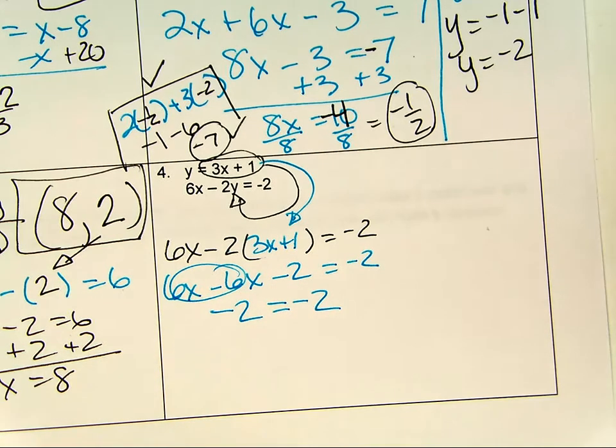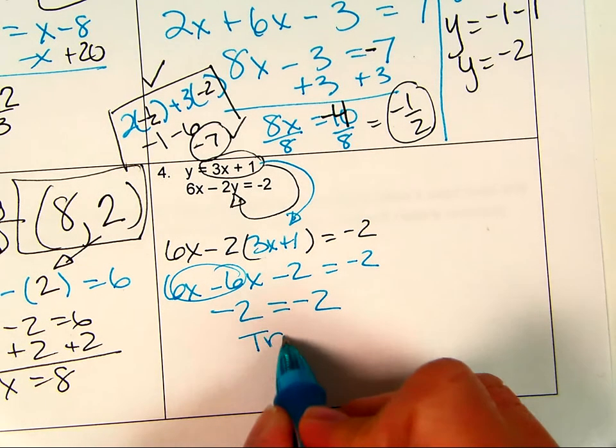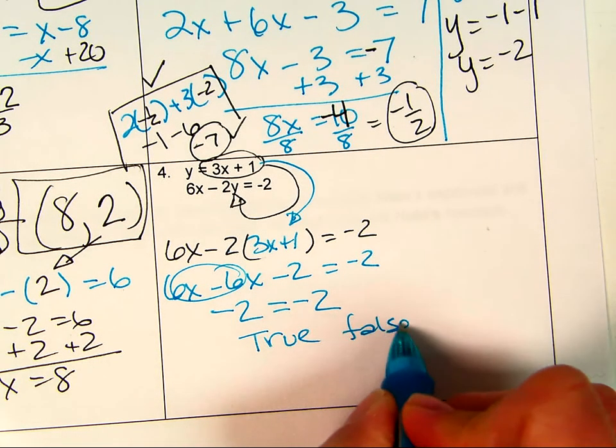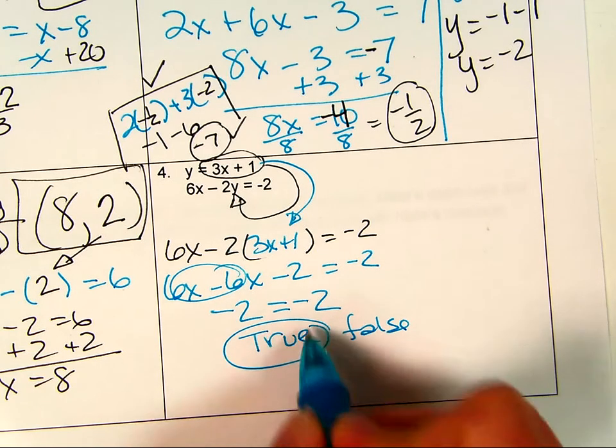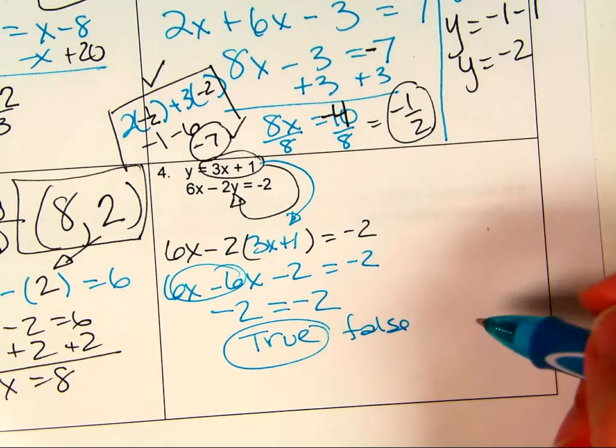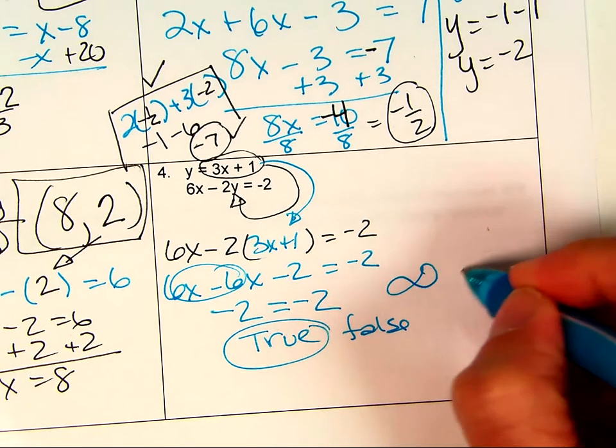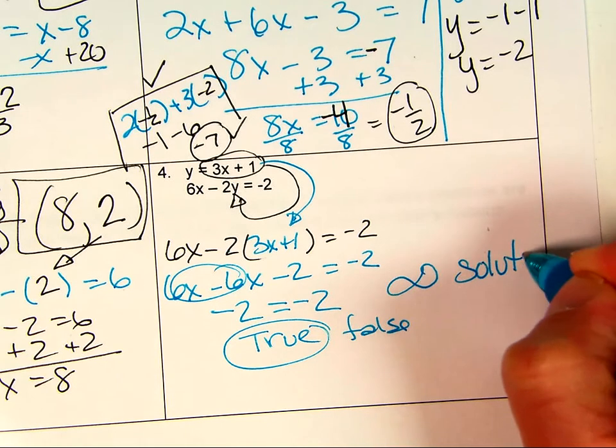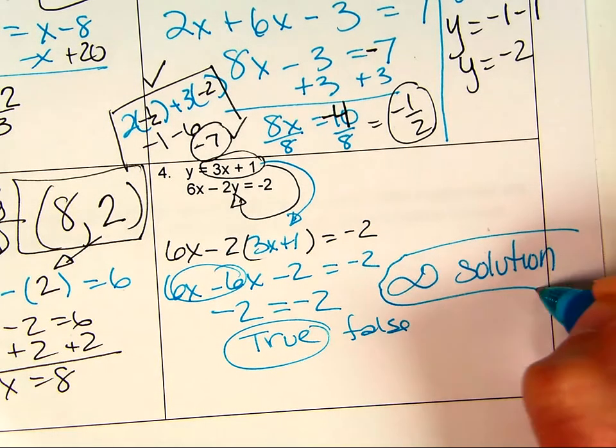Notice that all my variables went away. No more variables. When that happens, I know it's either a no solution or an infinite number of solutions. And how I tell the difference is that I look at the resulting equation and I ask myself, is this true or false? Is negative 2 equal to negative 2? It's true. If it's true, that means it's the exact same line. So I have an infinite number of solutions. And that would be my answer, infinite.